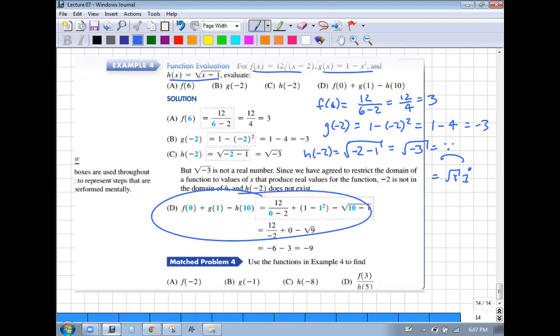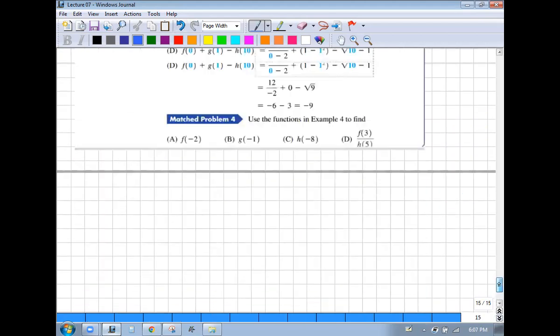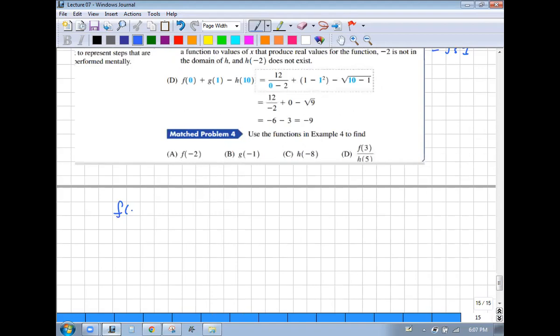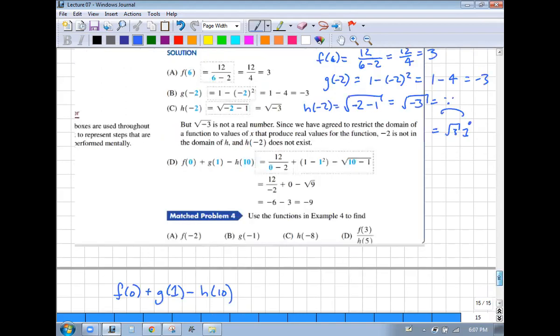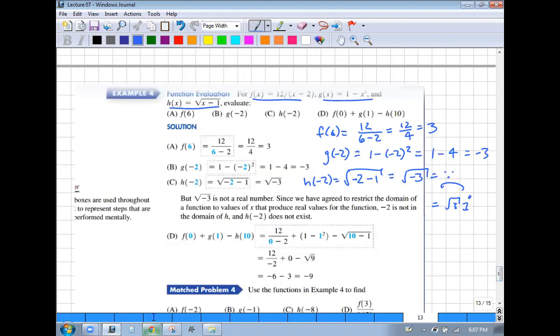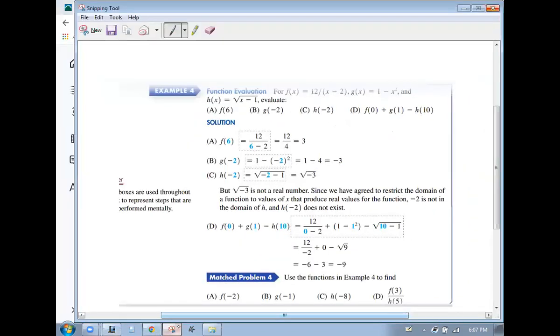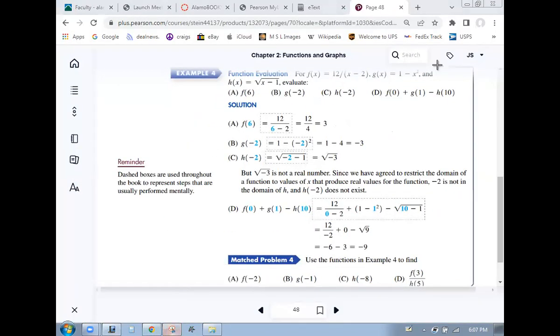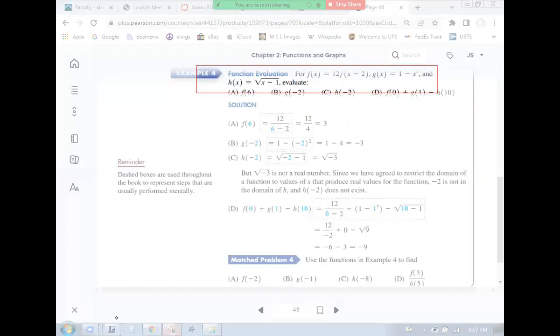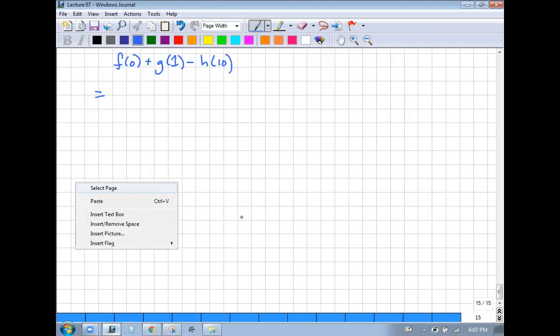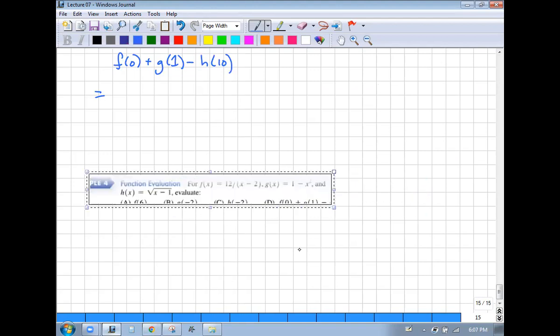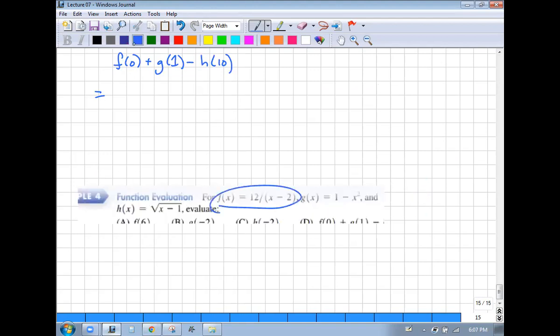So let's look at this one. They want f of 0 plus g of 1 minus h of 10. Well, what's f of 0? Functions. Okay. f of 0. f said put a 12 over x minus 2. Here our x is 0.